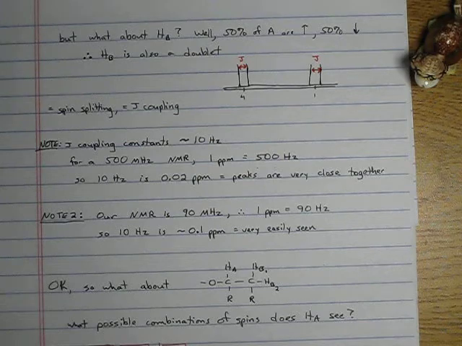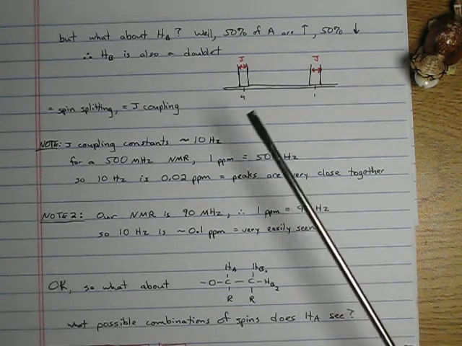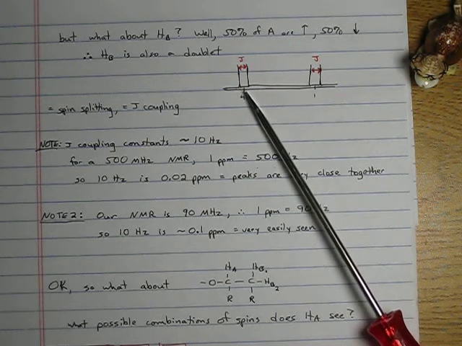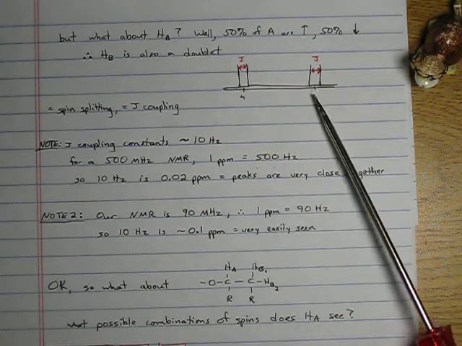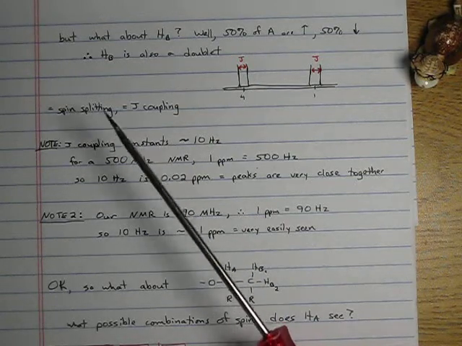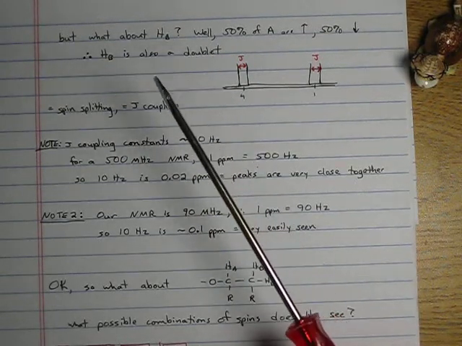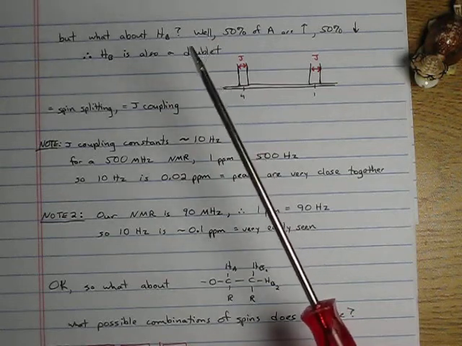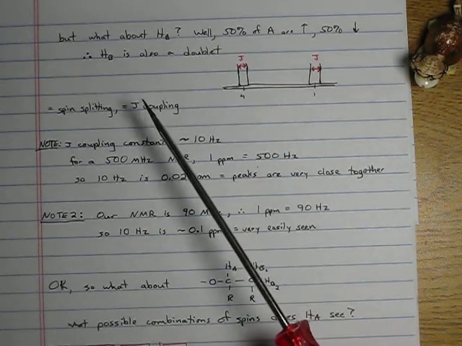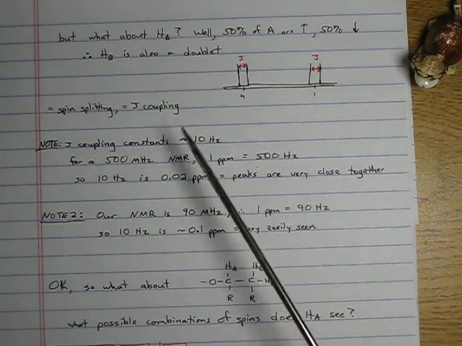So if you looked at the NMR spectrum of this, what you would find is HA is a doublet centered at 4 ppm, and HB is a doublet centered at 1 ppm. This is our spin-spin splitting. The spin of HB splits HA signal. The spin of HA splits HB signal. It is also known as J coupling.